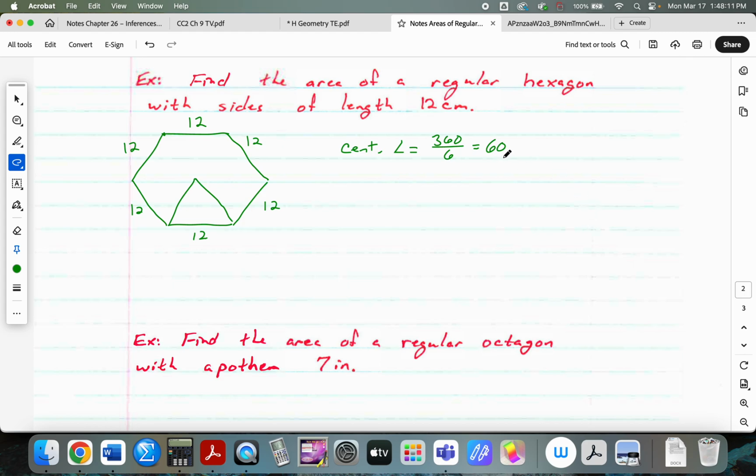I'm not going to write that on my figure yet because I'm about to split it in half with the apothem. Drop in the apothem. That's going to split the central angle in half, so each of these is 30 degrees. It's also going to split this side in half, so each of these is going to be 6.